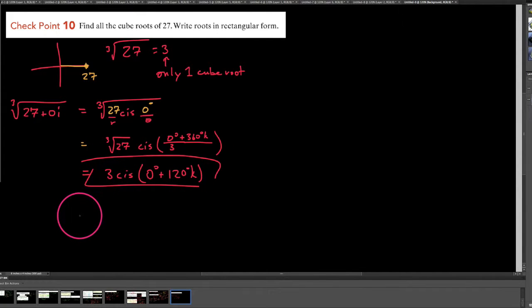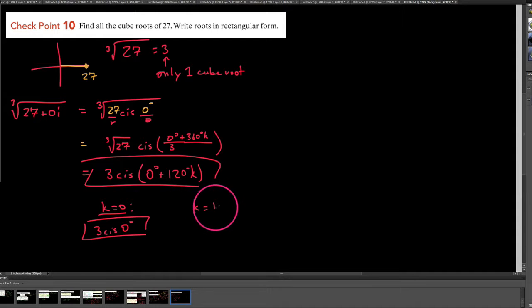So big fat box, we're going to do this for k is 0, k is 1, and k is 2. With k is 0, I'm going to go a little bit faster in this example here. We get 3 cis, and we would have 0 plus 120 degrees times 0. Really, we just get that 0 right there. So for our first cube root, we get 3 cis 0.